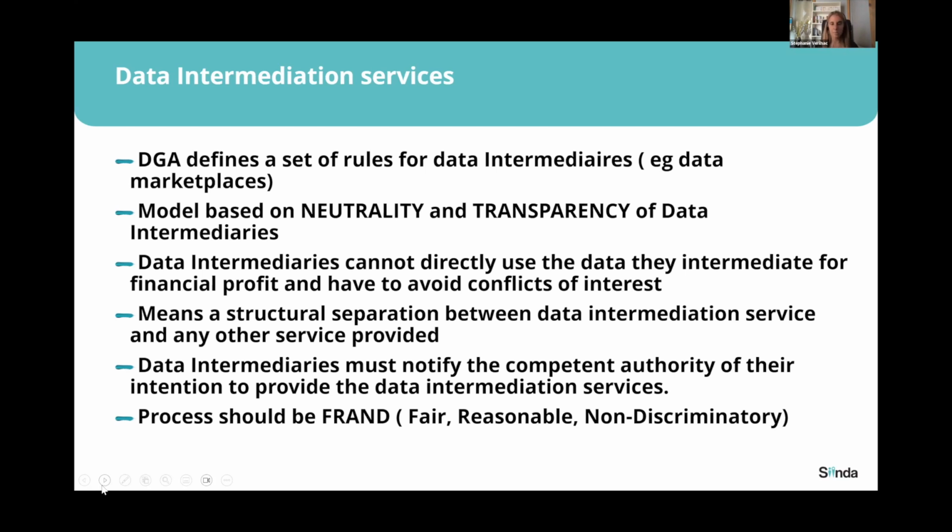So they are acting as pipes, if you want, pipes for data. They are transmitting the data, but they have to remain neutral and not to interact with the data. And also transparent, meaning that they provide the data they really claim that they do, right? And the data intermediaries cannot directly use the data that they intermediate for any financial profits, and they have to really avoid conflicts of interest. So some clear boundaries have to be put together.